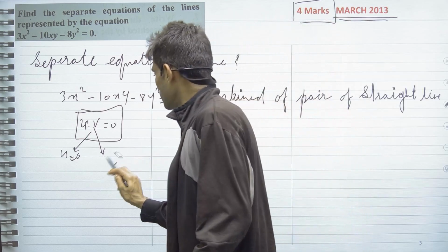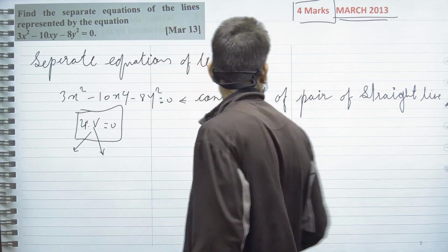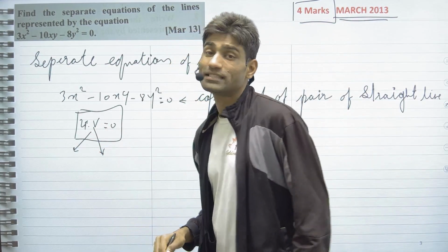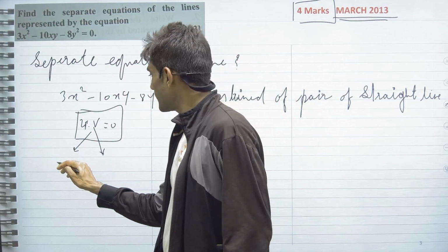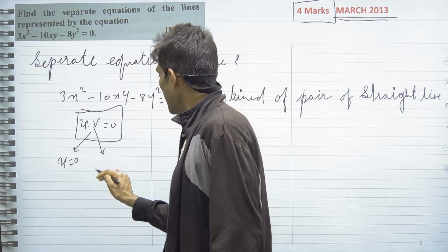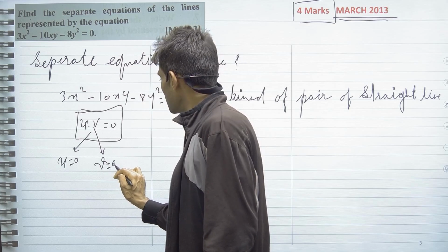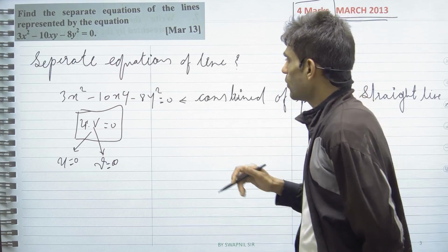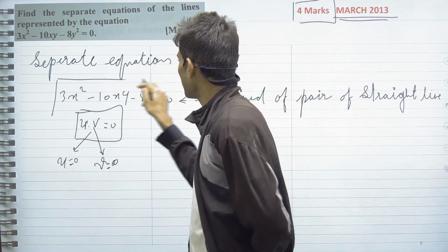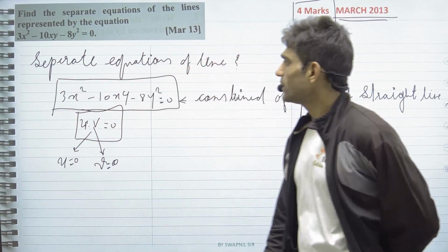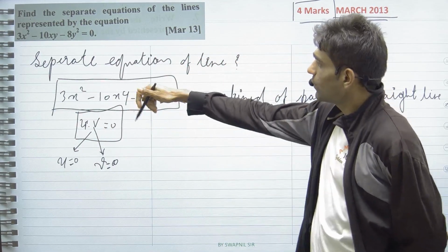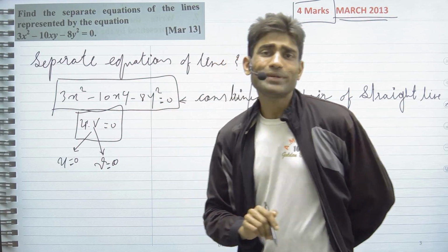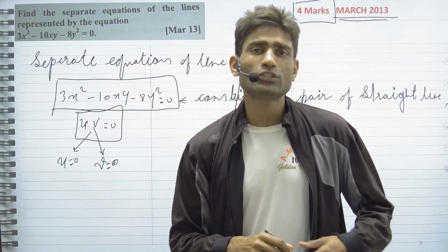Let me write it one more time. u into v equals 0 is the combined equation. Then u equals 0 and v equals 0 are the separate equations of these lines. Now we try to find first the factors of our given quadratic equation. We can see that here we have 3 times x square minus 10 times xy minus 8y square, which is the standard homogeneous equation of degree 2.